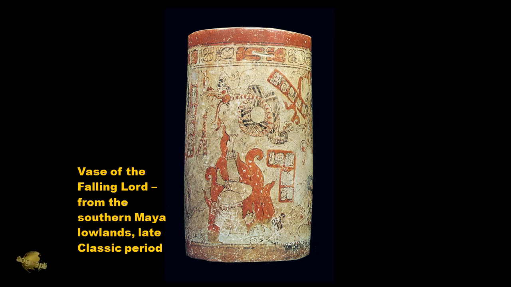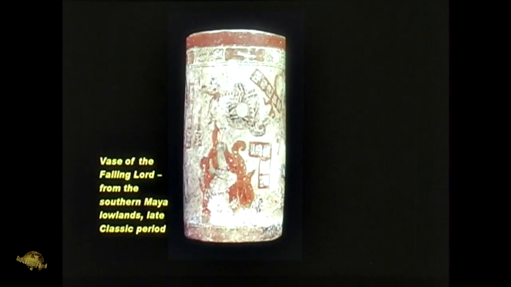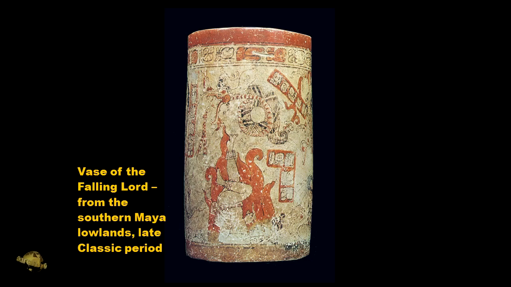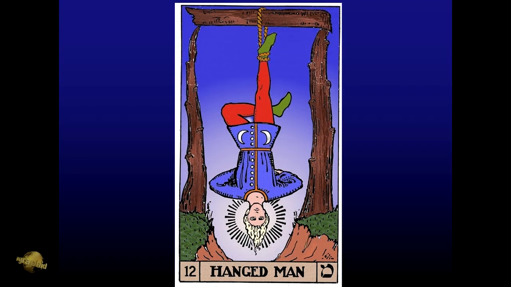This is called the Vase of the Falling Lord from the southern Mayan lowlands. Notice his feet. This is his feet up in the air. And notice that right angle thing there. Above him is a coiled serpent in the sky, and up from his body is shooting big red flames. It's getting pretty explicit. And from the Tarot, from the European tradition, we have the upside-down hanged man.